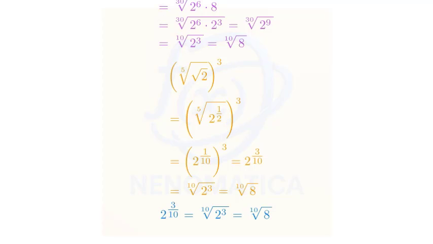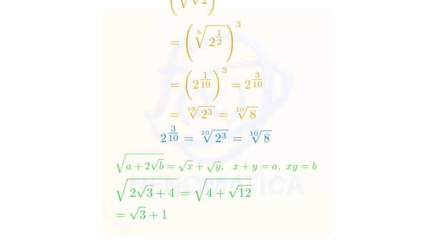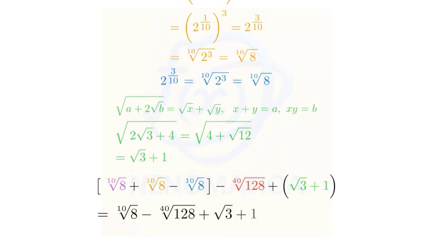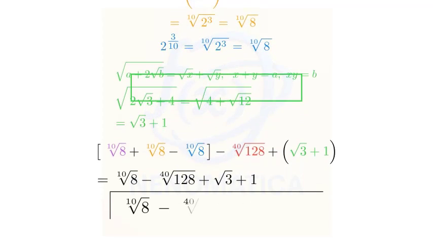Now combine all terms. The first two produce a 10th root of 8 plus a 10th root of 8, and we subtract the 10th root of 8 from the blue term. That leaves a single 10th root of 8. The red term remains as the 40th root of 128, and the green term simplifies to square root 3 plus 1. Final answer. The 10th root of 8 minus the 40th root of 128 plus square root 3 plus 1.